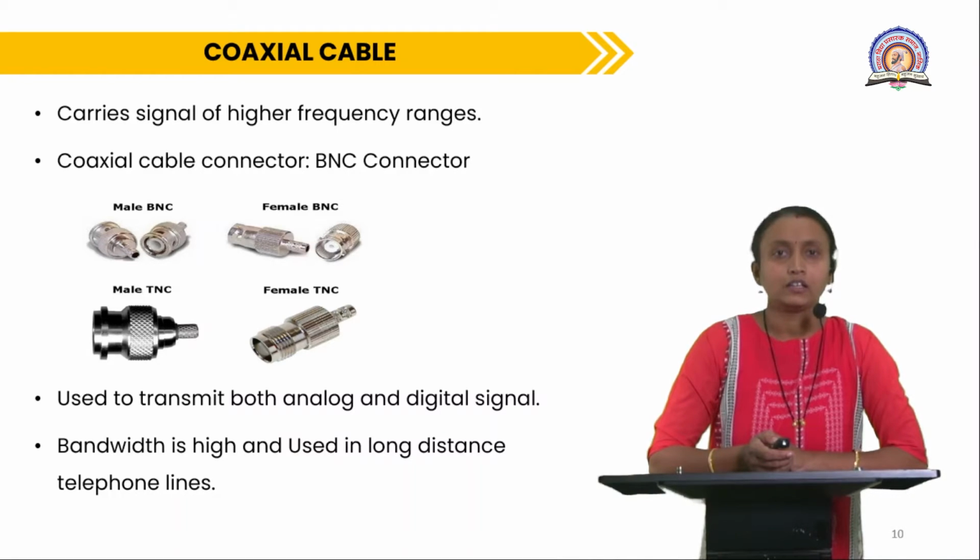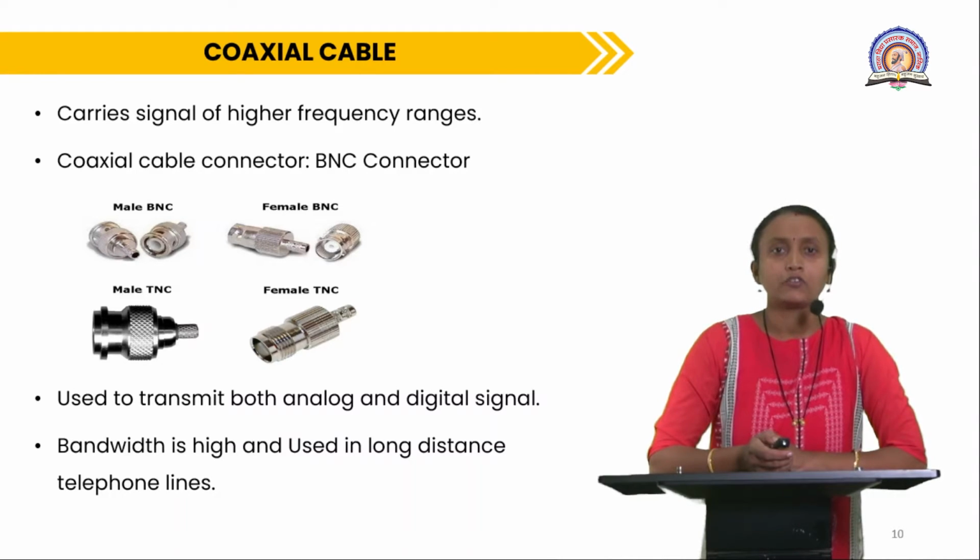bayonet nail concealment connector. Coaxial cable can be used to carry both analog as well as digital data from sender to receiver. Bandwidth of coaxial cable is high as compared to twisted pair cable, and hence due to this high bandwidth it can be used for the long distance telephone lines.